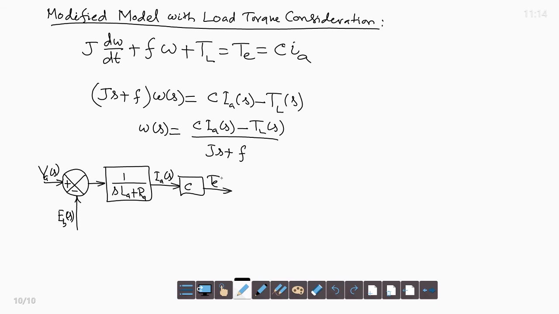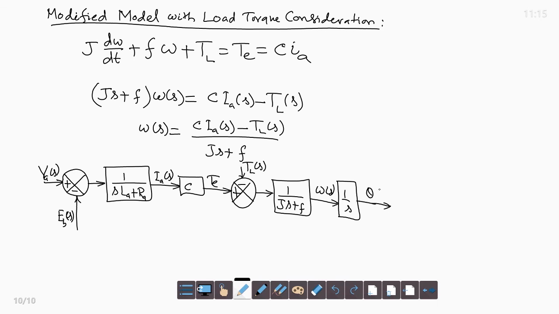At this point, to obtain the speed, we put a comparator: TE minus TL(s) is the net torque that accelerates, divided by (Js plus F), giving omega(s). Multiplying by 1 by s gives theta(s), and Y(s) is obtained from the output by multiplying the function C with theta(s). So this is the modified block diagram including the load torque.